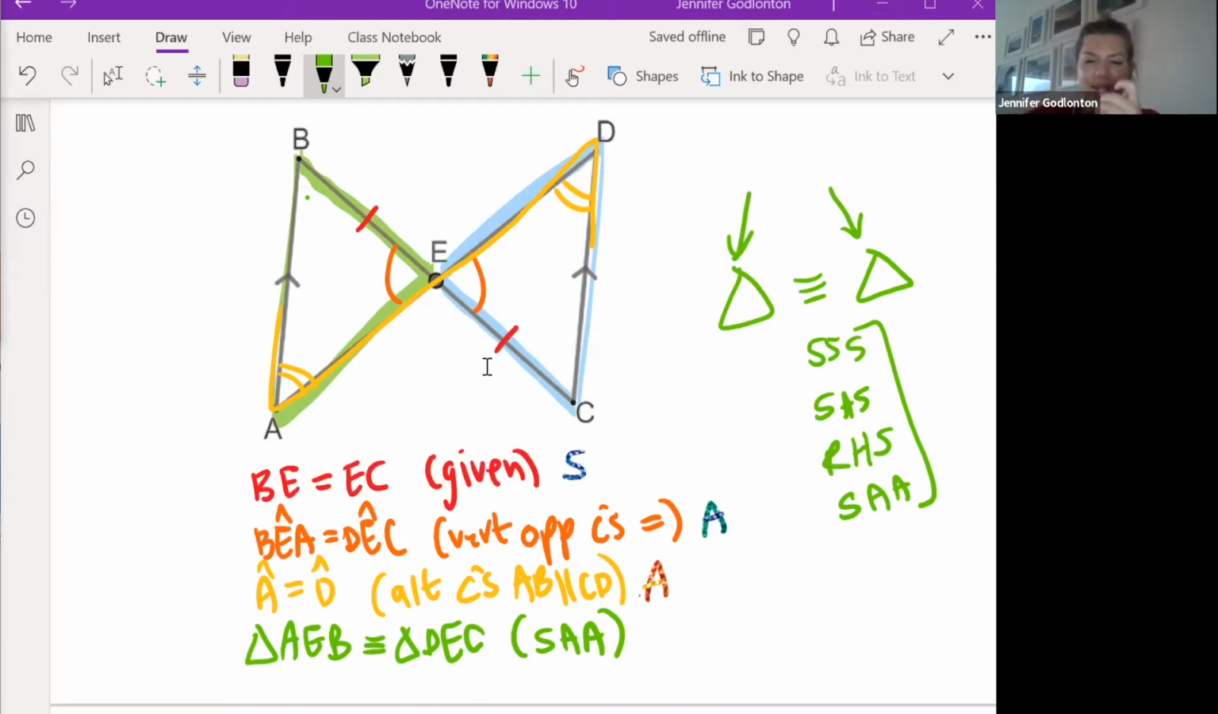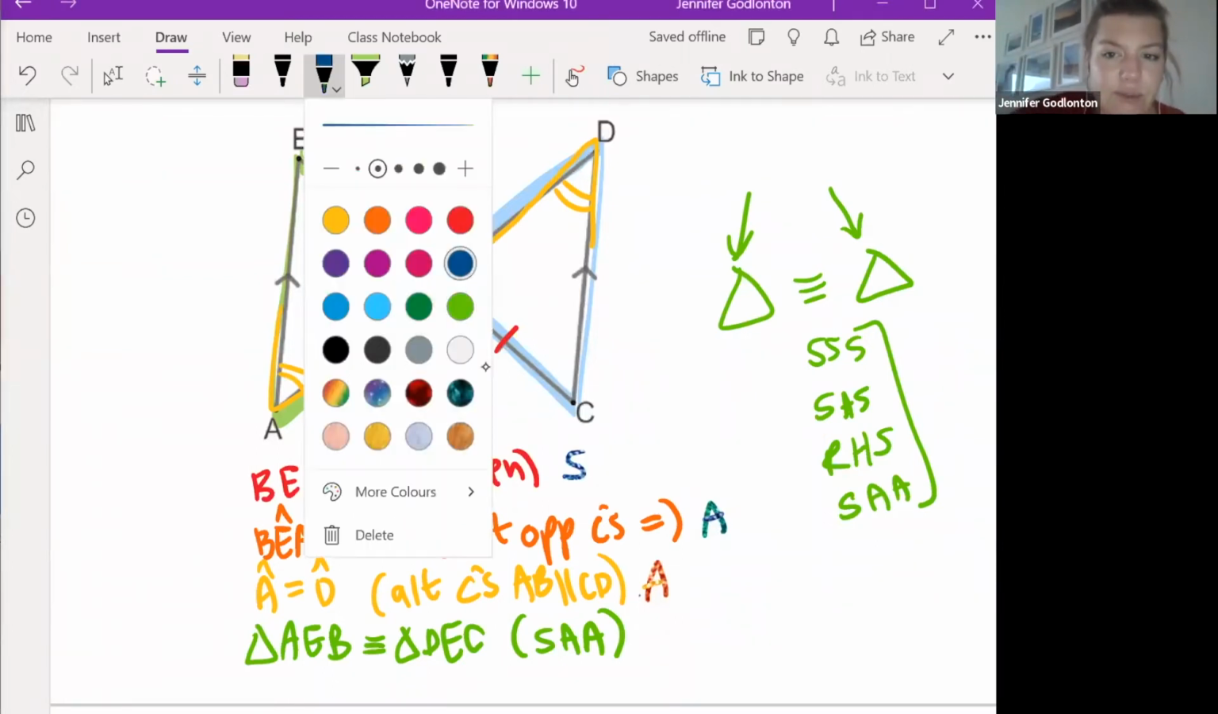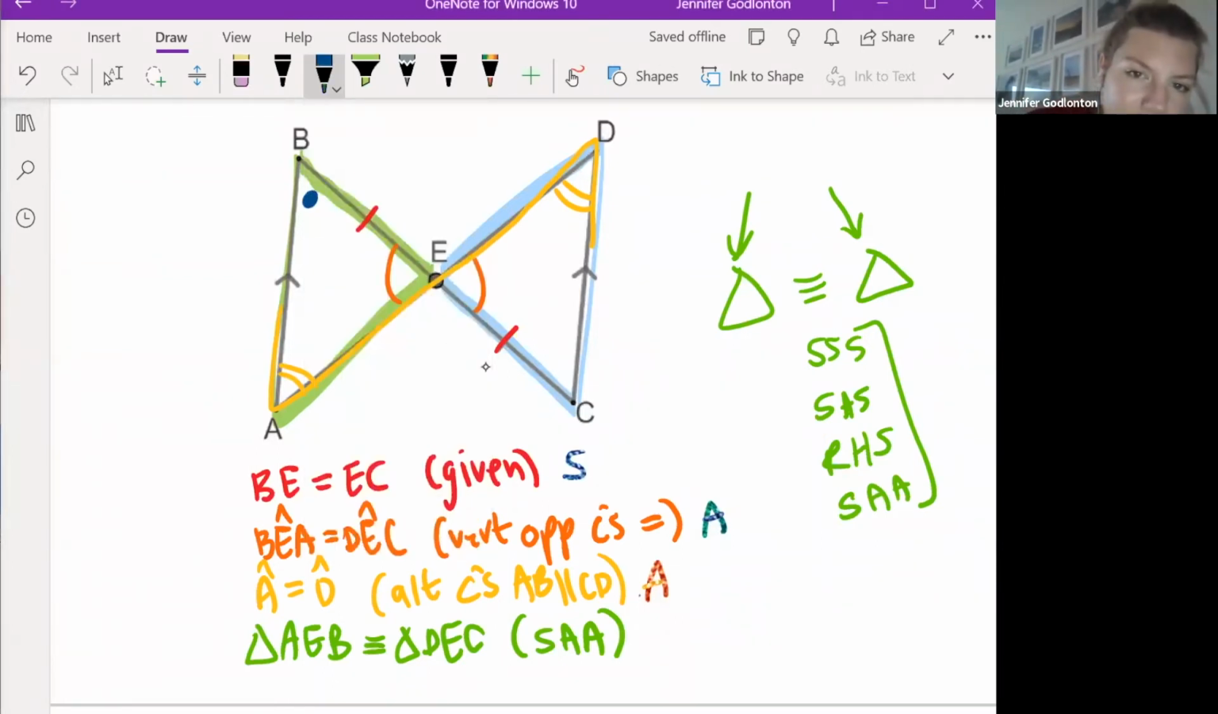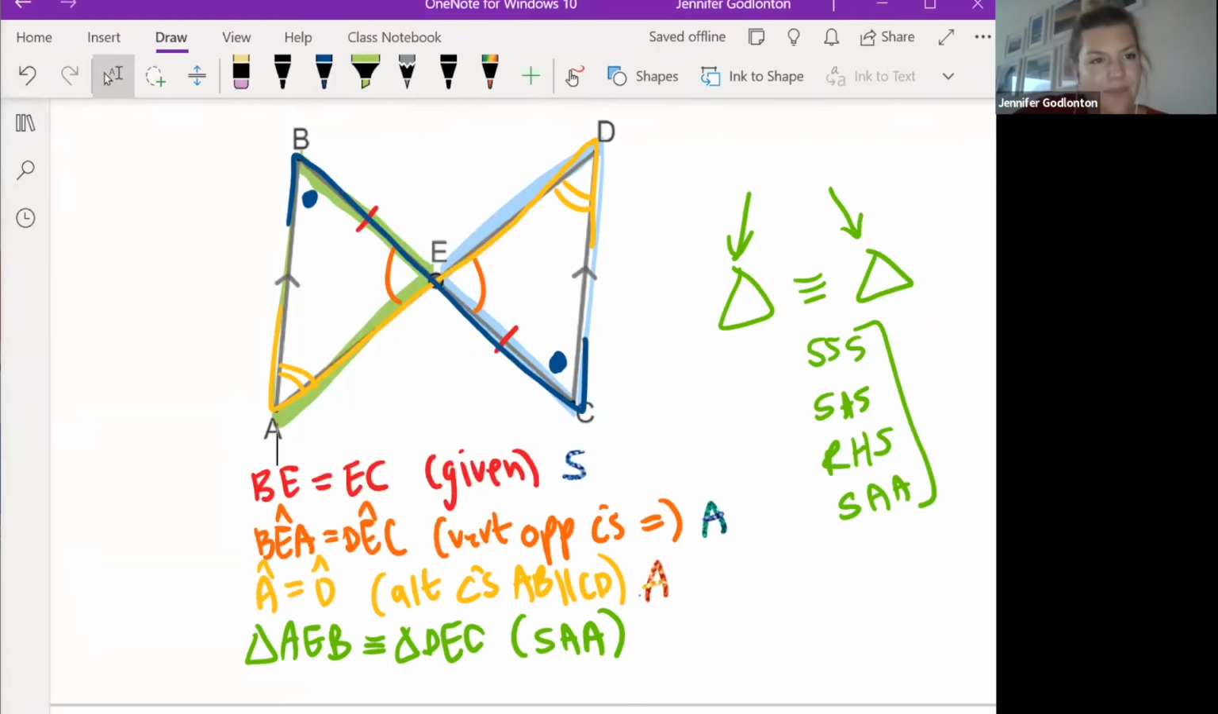Ma'am, by the third one, is it wrong to say A is equal to C because of alternate angles? It is wrong because if I was using alternate angles for C, it would be this angle. So angle B is equal to angle C because they are alternate. Okay, thank you, ma'am.